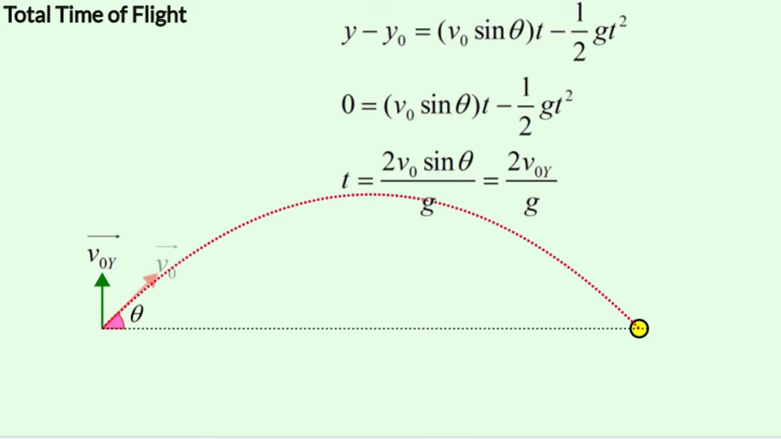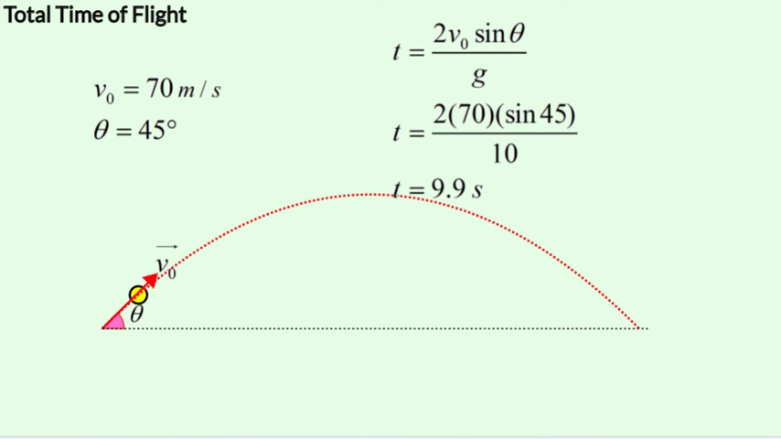Now let's try out a simple problem so that you have some comfort with these formulas. We throw a stone with a speed of 70 meters per second and at an angle theta which is 45 degrees. What is the time taken by the ball to reach back to the ground? Or in other words, what is the time of flight of the projectile?